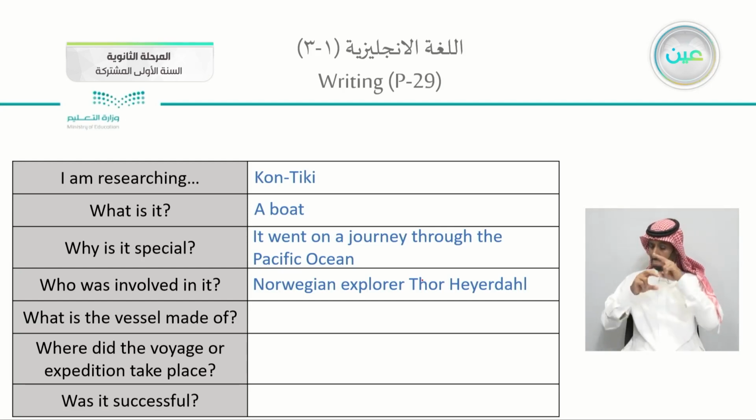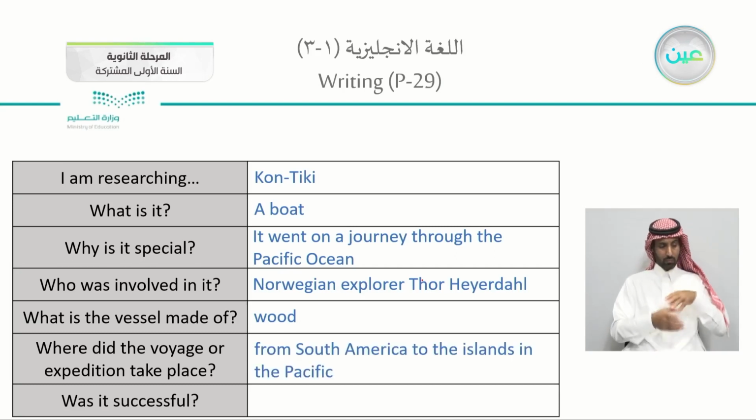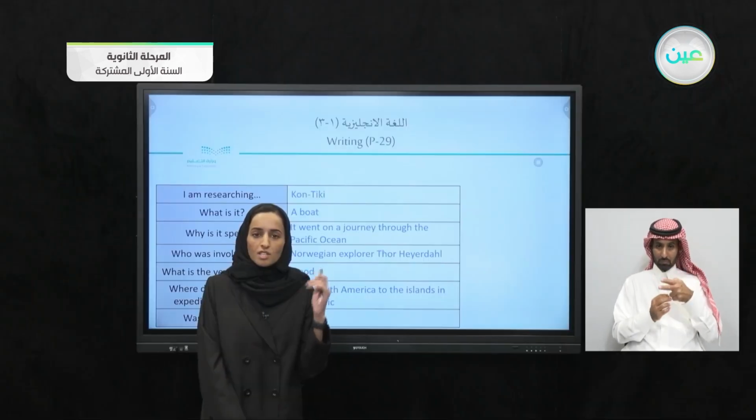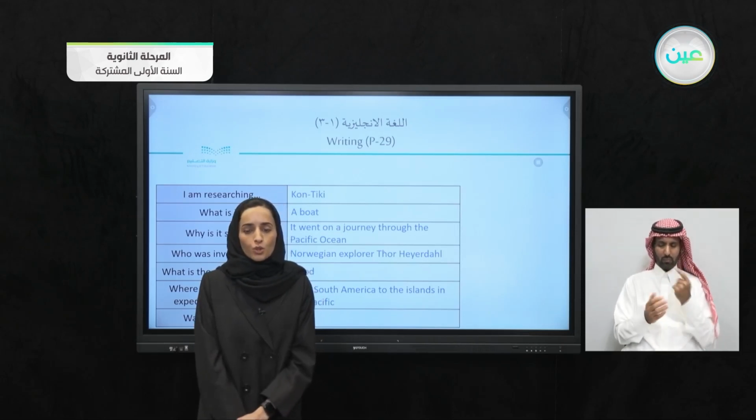What is the vessel made of? The boat, what was it made of? It was made of wood. It was wooden. Where did the voyage or expedition take place? From South America to the islands in the Pacific. Was it successful? The result: yes, it was successful. If you have chosen the Kon-Tiki, this one can help. If you have chosen any other one, you can write your own.